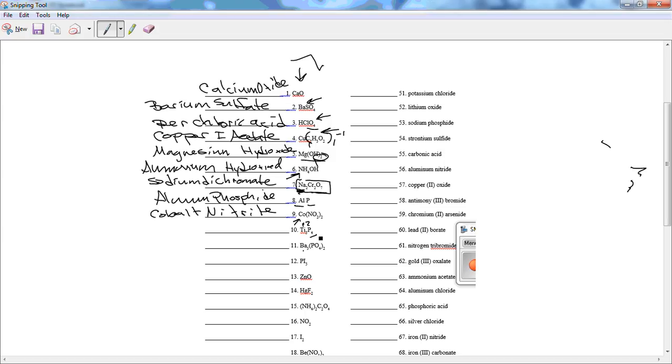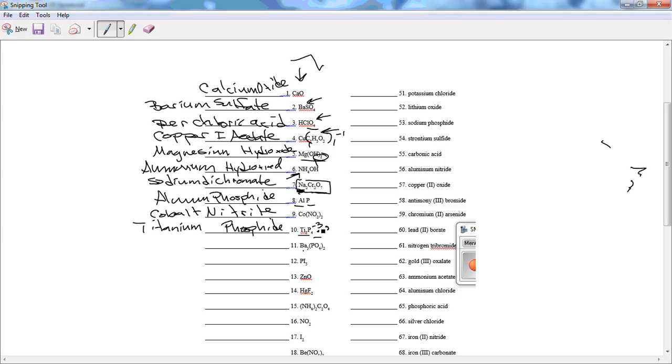All right, let's see. TiP4, transition metal. So I'm going to have to state its charge. This is titanium. And then I have phosphide. And then I need to do some math. So P is a -3.